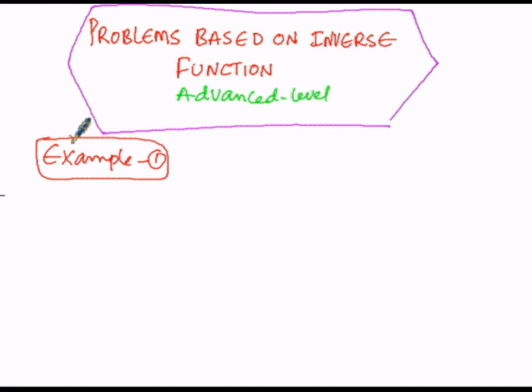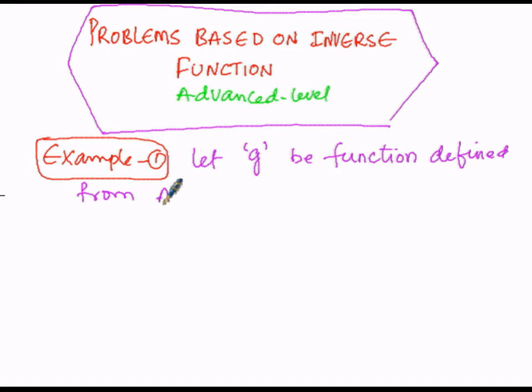So under this first example, let g be a function defined from A into A, or in other words, it can be written as g is a function from A into A, where A equals the set consisting of the elements 1, 2, 3, 4.